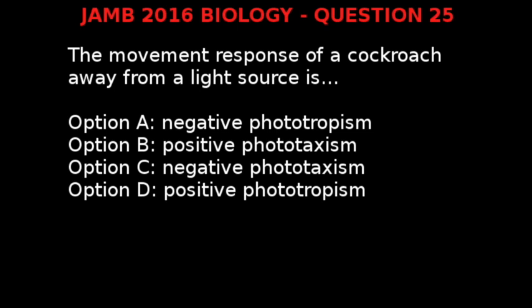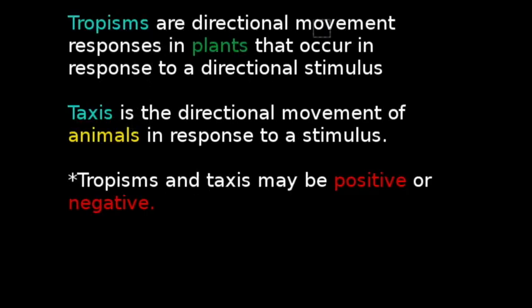To answer this question, we'll have to look at what tropism is and also what taxis means. Tropisms are directional movement responses in plants that occur in response to a directional stimulus, while taxis is the directional movement of animals in response to stimulus. Tropisms and taxis may be positive or negative.